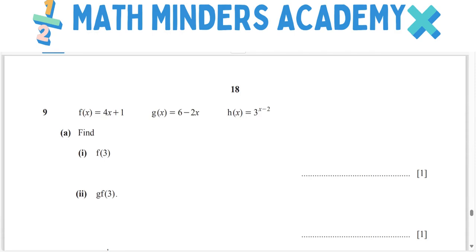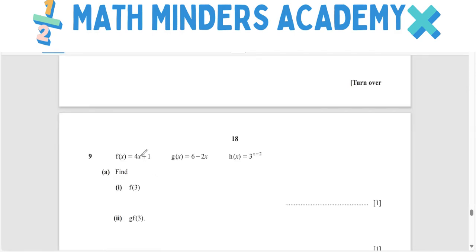Let's proceed to question number 9. We are given these functions, f function, g function, and h function. Here we want to find f of 3. This is going to be 4 times 3. Anywhere we have x, we replace with 3, then plus 1. This will give us 12 plus 1, which is 13.